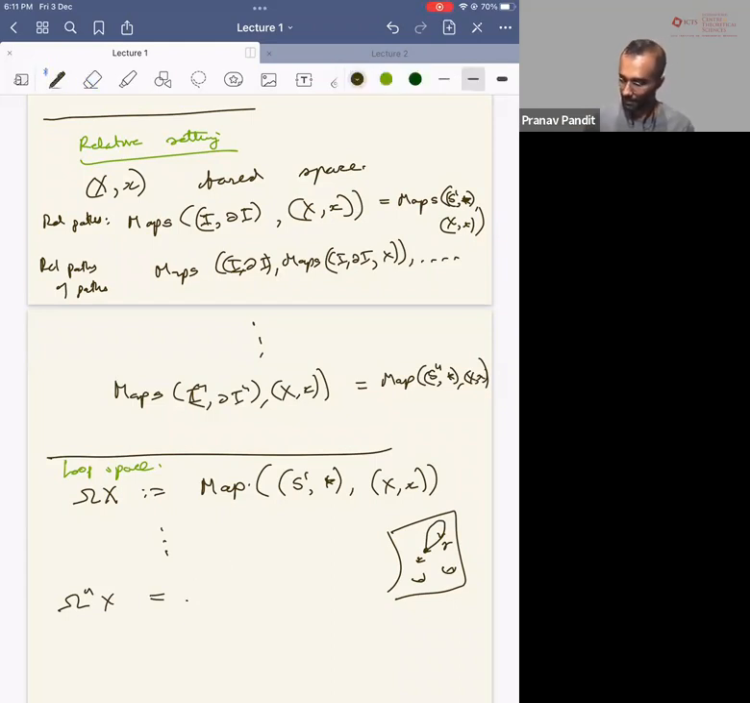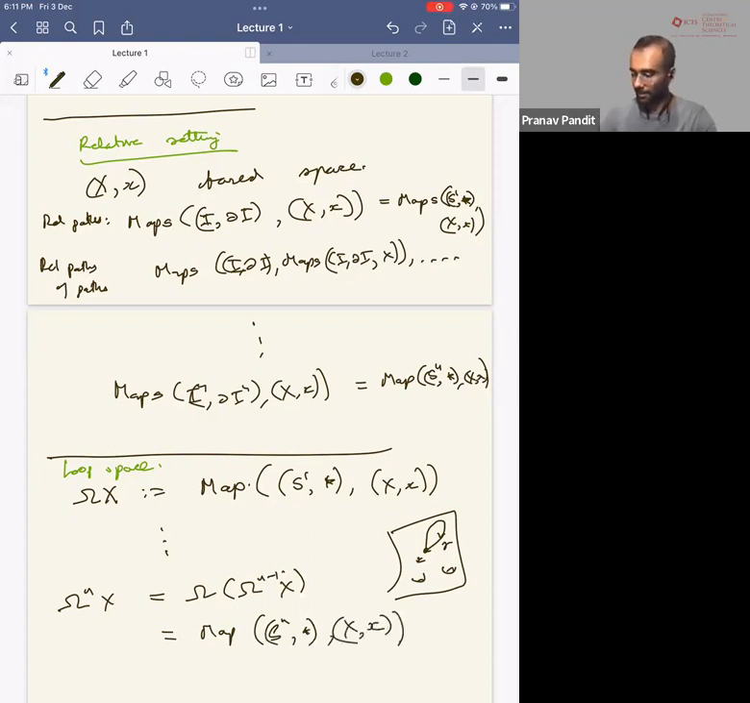Sorry. I'm having trouble with writing on this. Omega n minus 1 of x, which is also thought of as maps from the n-sphere with a base point. Doesn't matter which base point you pick, into x comma x, right?